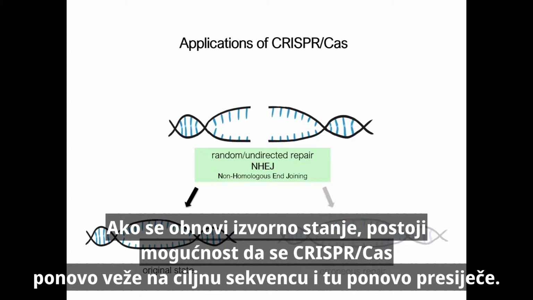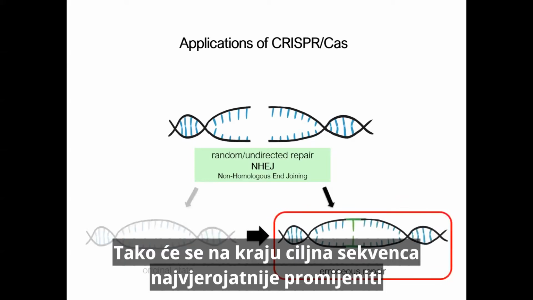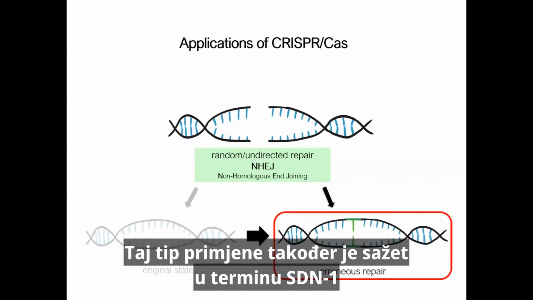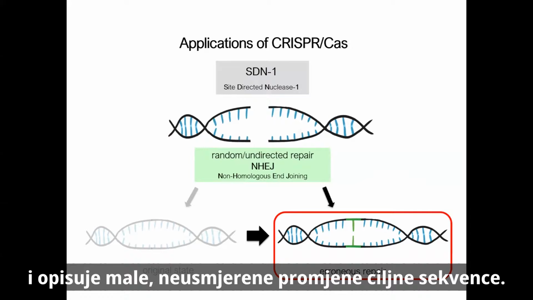If the original state is restored, there is the possibility that CRISPR-Cas will bind again to the target sequence and cut again there. So in the end, the target sequence will most likely be changed, resulting from an erroneous repair, which is the intention of the user. This type of application is also summarized under the term SDN1 and describes small, undirected changes at the target sequence.